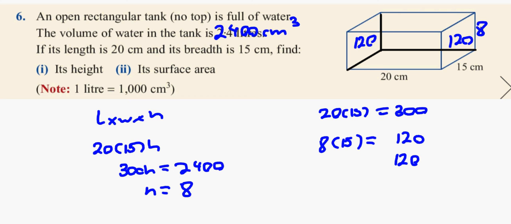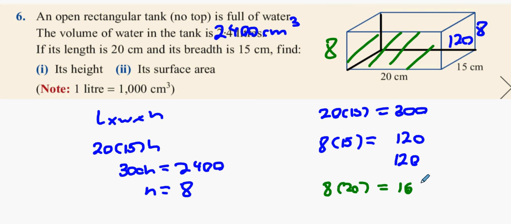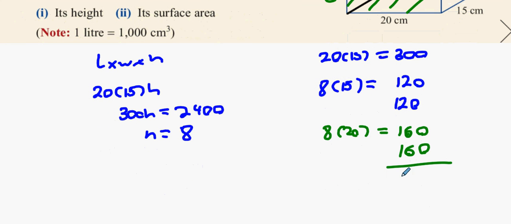Okay. Now what about the front and back? What about the green side here? That's going to be 8 by 20, which is 160. How many of them are there? 2. And when we add that all up together, you get 800 centimeters squared. Area is centimeters squared. Volume is centimeters cubed. Any questions? Drive on.